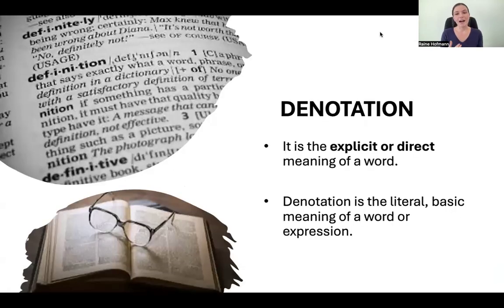Denotation, as explained by the Oxford Languages, is the explicit or direct meaning of a word. It's what we could expect to read if we open the dictionary. And that's how we're going to remember that. D for denotation and D for dictionary. So it is the simple explanation of a word. No additional meanings, implied meanings, feelings or associations, anything like that. It's just the simple definition of a word.